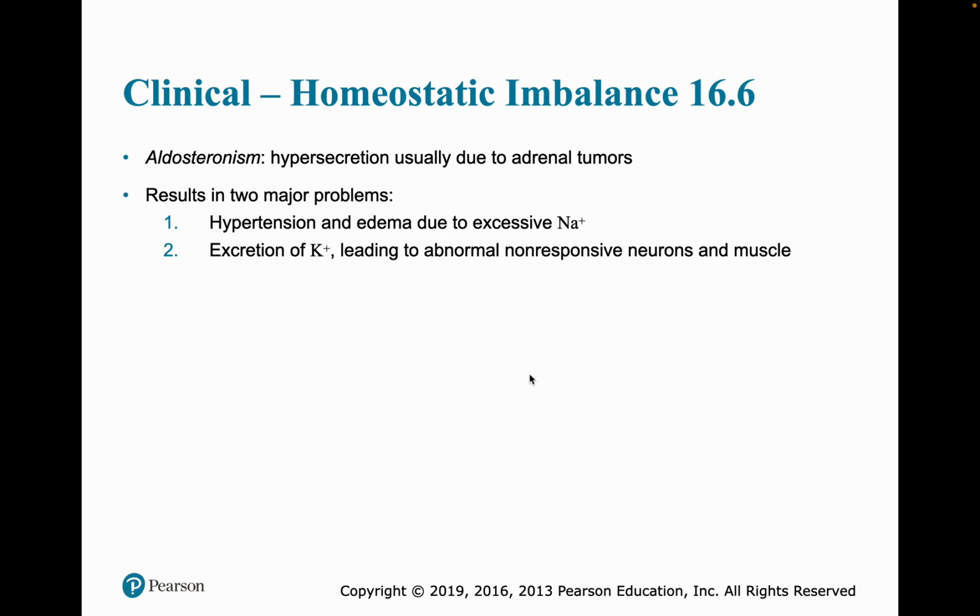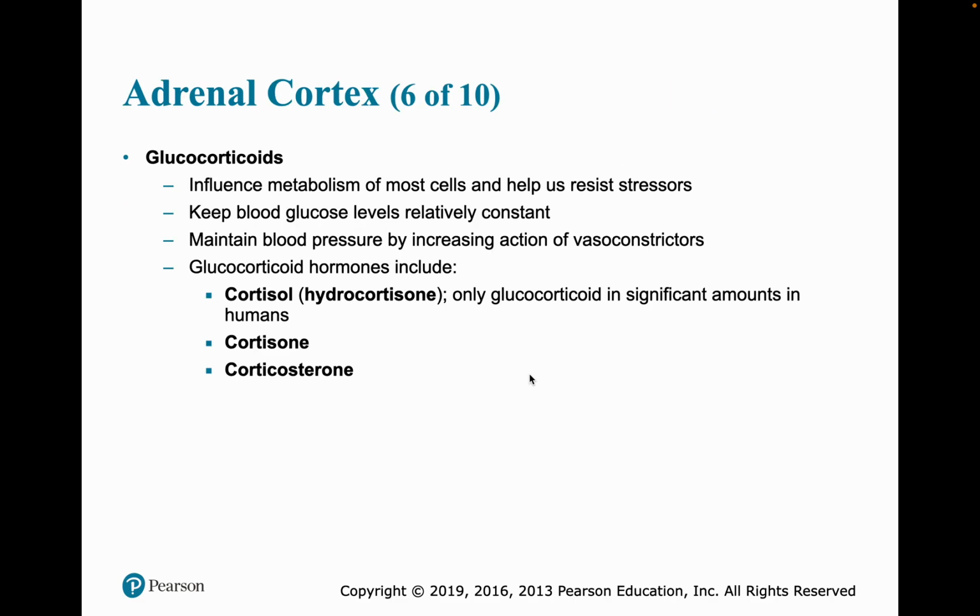Aldosteronism is a hypersecretion, usually due to adrenal tumors, which can result in hypertension and edema due to excess sodium, and excretion of potassium that can lead to abnormal, non-responsive neurons and muscles. And glucocorticoids influence metabolism of most cells and help us resist stressors. They keep blood glucose levels relatively constant, maintain blood pressure by increasing the action of vasoconstrictors. Glucocorticoid hormones include cortisol, cortisone, and corticosterone.